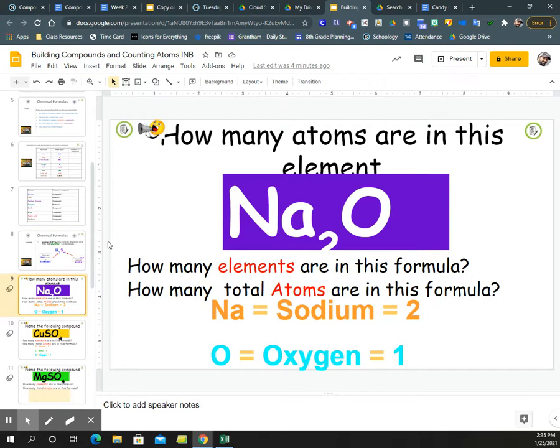All right. So here's what we're going to do. We're going to first identify what elements we have. So we have Na, that's sodium, so we write it down. And we have oxygen, so we write that down as well. And then look, you have a subscript of 2, so you have 2 atoms of sodium and 1 atom of oxygen because there is no subscript.